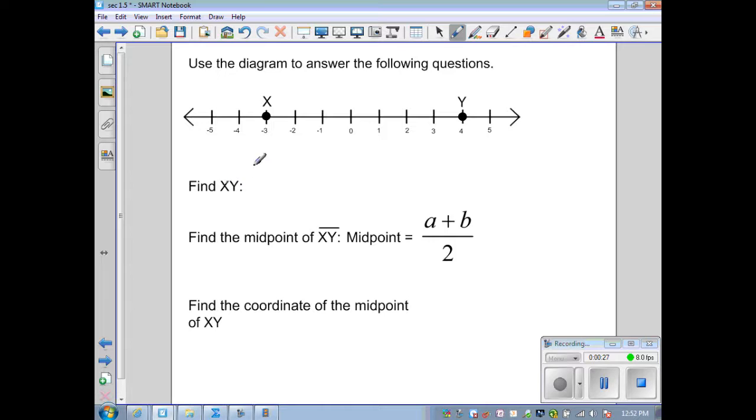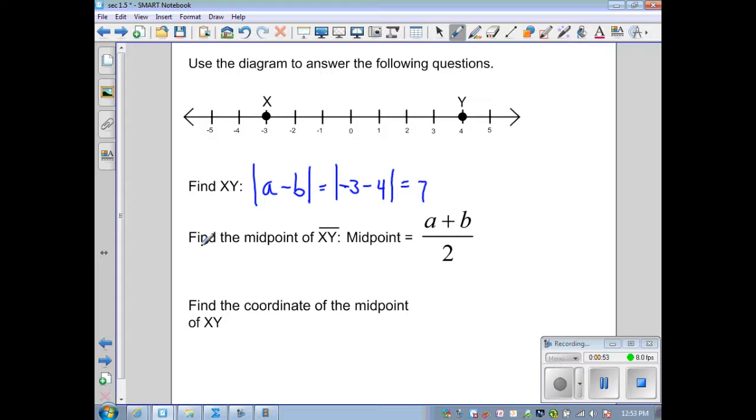So that means I need the formula, which is going to be a minus b. A represents the coordinate for value of x, which is a negative 3, minus b, which is the coordinate for y, which is going to be 4. Therefore, the length of segment xy is 7.